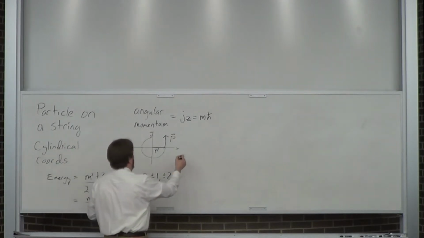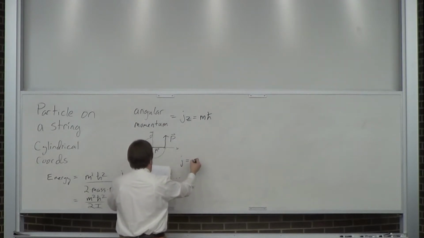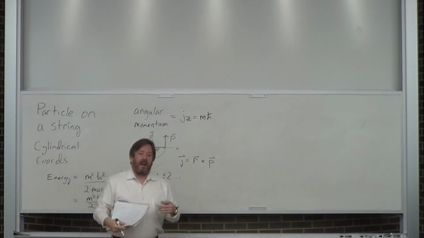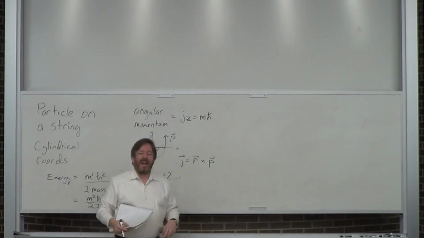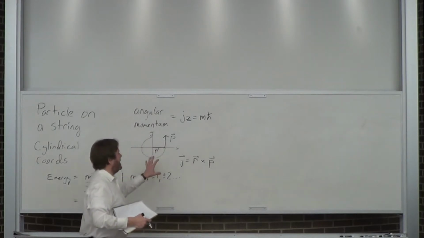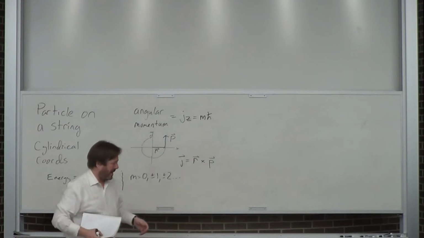Now, the angular momentum is R cross P. These are vectors, right? Remember cross products? Because I don't. Every time I have to do a cross product, I have to look up the formula. I freaking hate cross products. I hate tangents. Anyway, here we are. We have to get used to this. So angular momentum is R cross P.